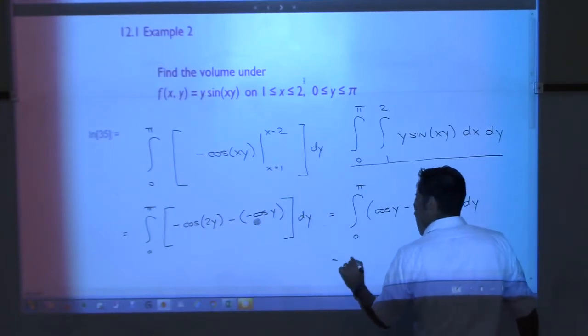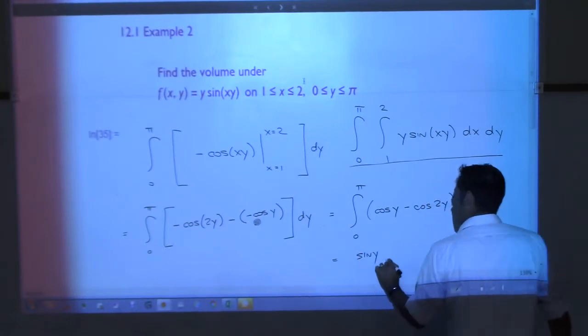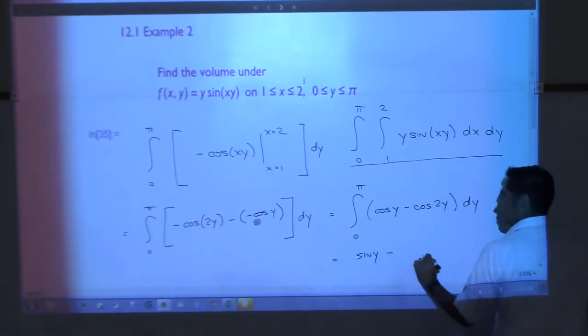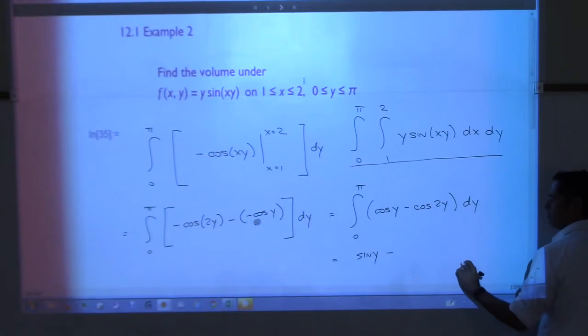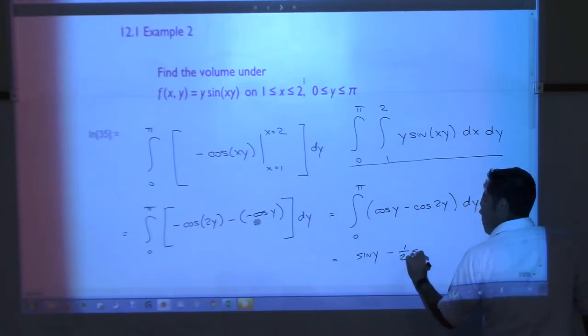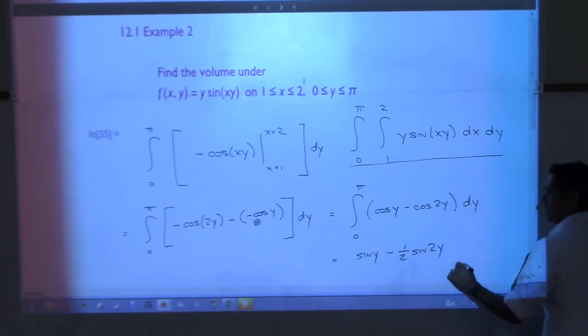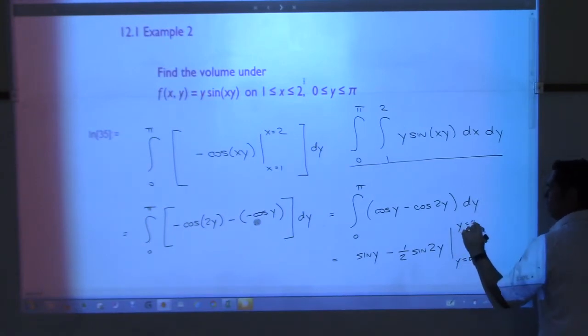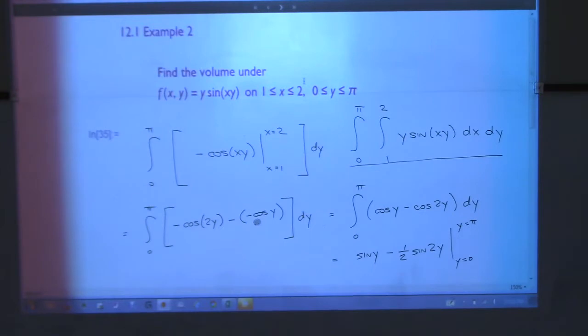So this is just going to be sine y minus 1/2 sine 2y. And we're evaluating from y equals 0 to y equals pi. And I think you're going to be pretty disappointed in the answer. It's going to be 0.